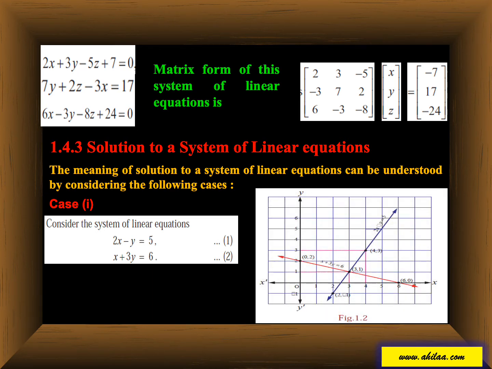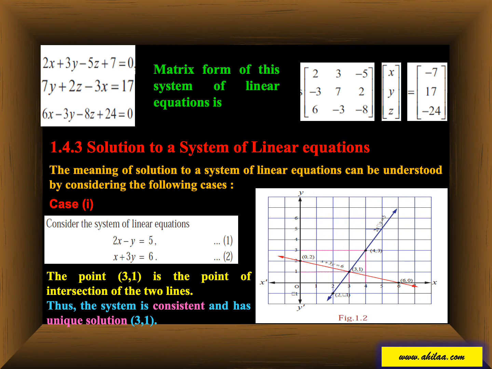Suppose we draw this in the two-dimensional plane, we'll be getting straight lines. See, these two straight lines intersect at the point (3, 1). So, this is the common point for these two lines. This is the solution of the system of linear equations. The point (3, 1) is the point of intersection of the two lines. Thus, the system is consistent and has a unique solution (3, 1).